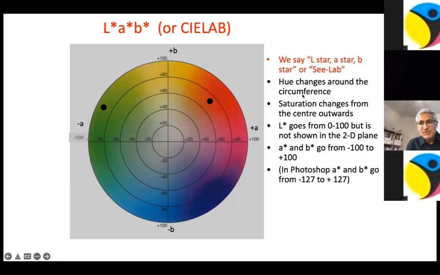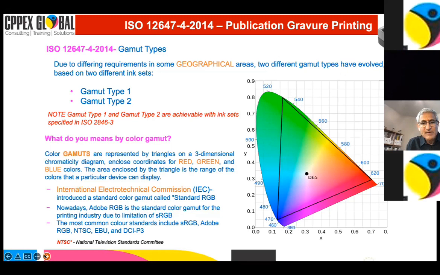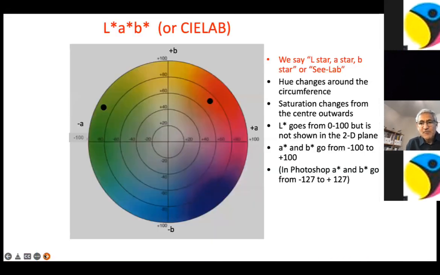Hue changes around the circumference. We have different colors around. Saturation changes from the center outwards. L star goes from 0 to 100, but L star is not shown here. So we're just looking at this 2-dimensional plane, kind of a slice through an orange. And yes, Photoshop actually shows minus 127 to plus 127. That's because it's saving as an 8-bit integer, and so that's 256 levels.